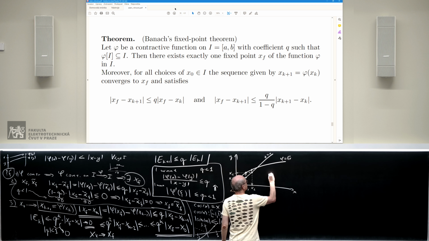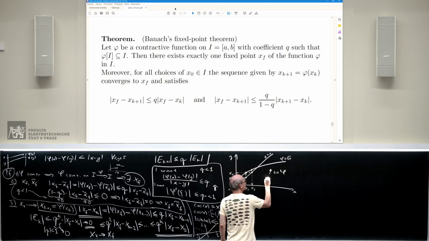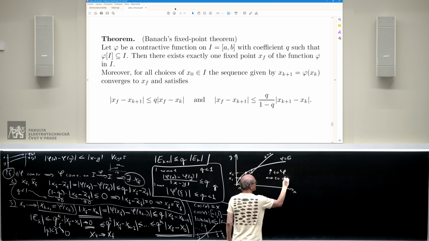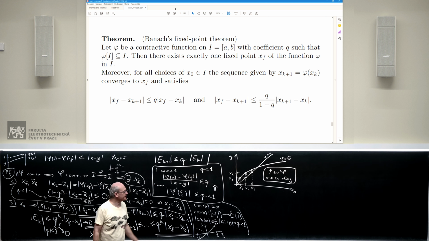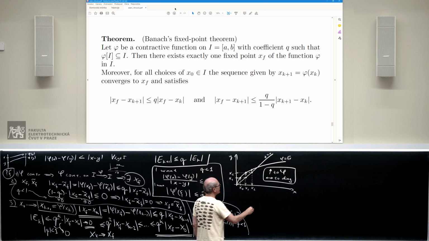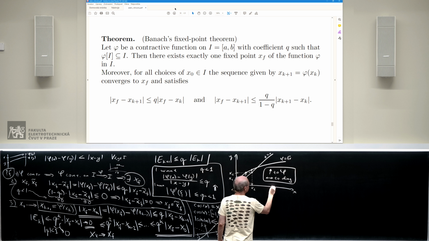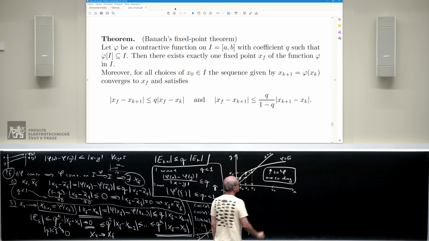You go up to the graph of phi, and you go left or right, depends on the situation, to the diagonal. And this is the geometric interpretation of our iteration. And it works. Let's have a look at it. What happens if the starting point for our iteration is here? This may be also x0.